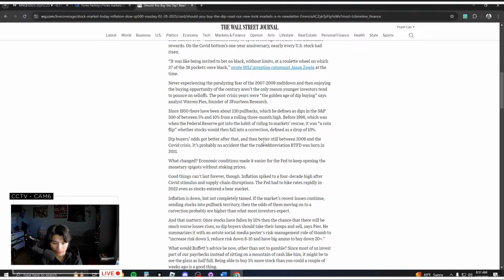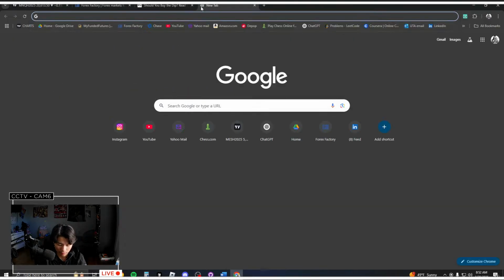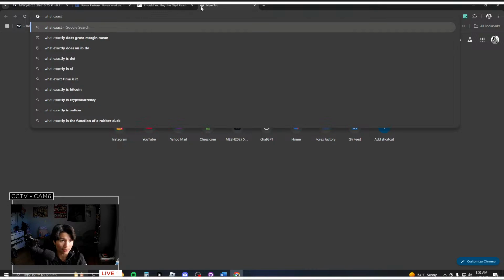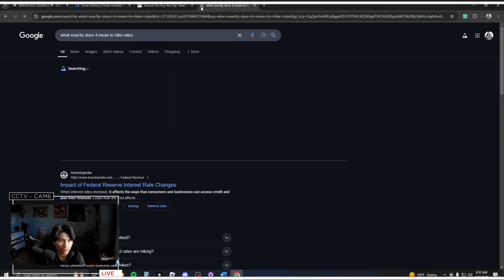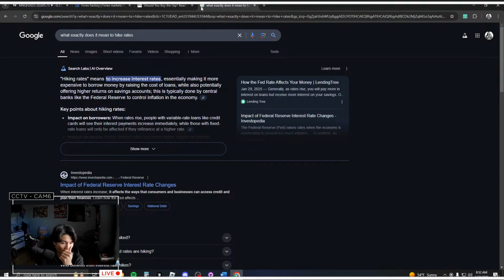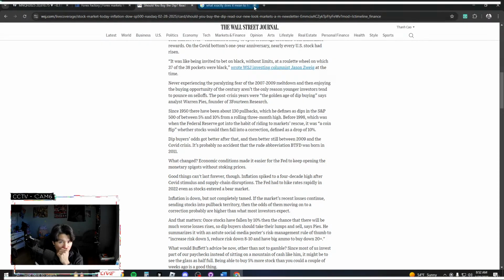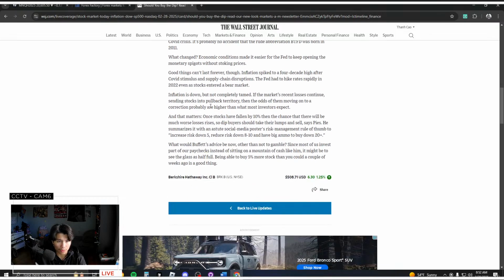The Fed had to hike rates rapidly in 2022, even as stocks entered a bear market. Oh, hiking rates means to increase rates. Okay. Inflation is down, but not completely tamed. Okay, that makes sense. Whenever they raise the interest rates, it encourages savings.